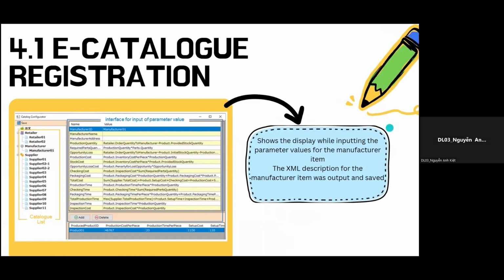And this picture shows the display while inputting the parameter values for the manufacturer item, and the HTML description for the manufacturer item was output and saved.